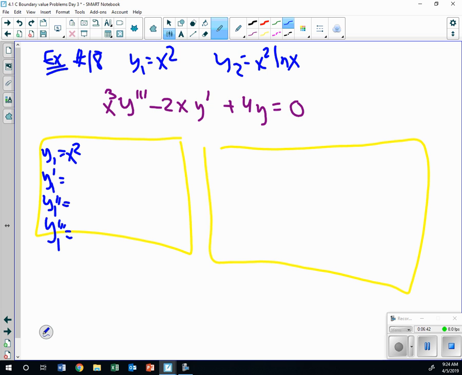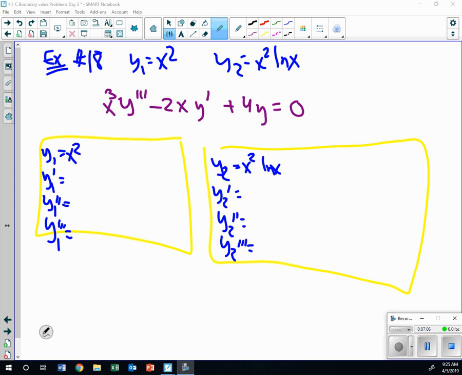And then put it into this equation and see if it works. Same thing. Do the same thing here for y2, this half of the room. So y2 is equal to x squared ln x. Oh, congratulations, you get the product rule. Y2 prime, y2 double prime, y2 triple prime. Go ahead and do that.